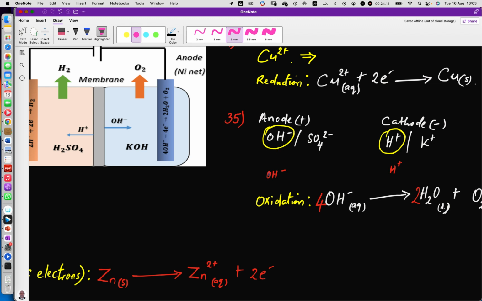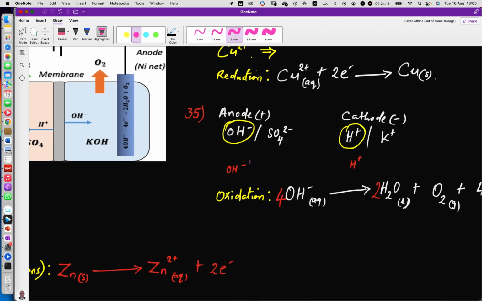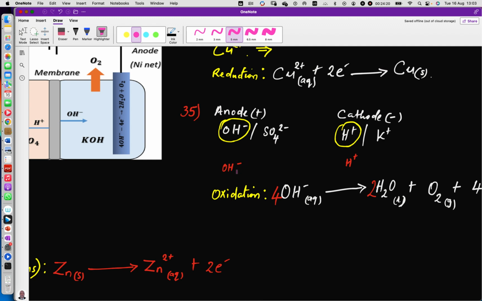So the reaction now: the OH ion here is the one that will be deposited at the anode, and this is the one that will be deposited at the cathode. So at the anode, it is OH minus. What is going to happen? Just from the sign, OH minus, we need to oxidize this one. It is negative, so it needs to undergo oxidation.